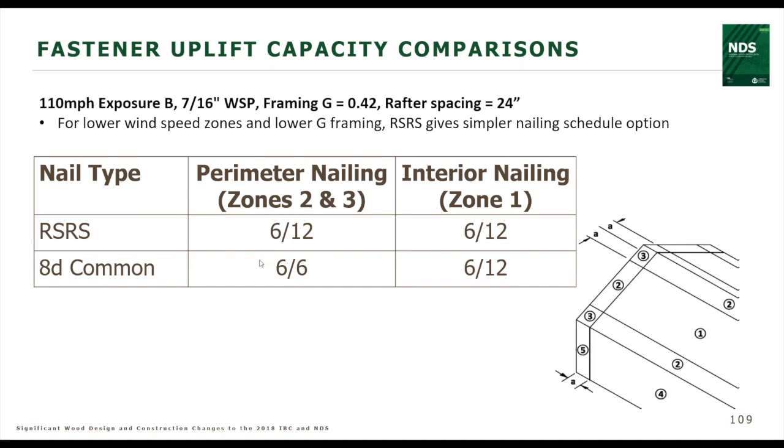So that's what this 6-6 indicates. That is at the panel edge as well as the interior supports on the panel. And then when you get into the interior nailing zone, zone 1, you can go to the 6 and 12 nailing pattern. If you use a roof sheathing ring shank nail in this same assembly, you would be able to apply a 6 and 12 nailing schedule for the entire roof.